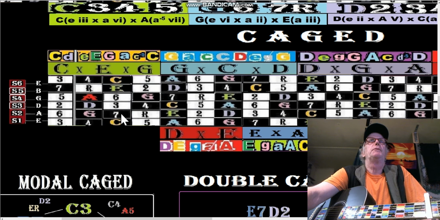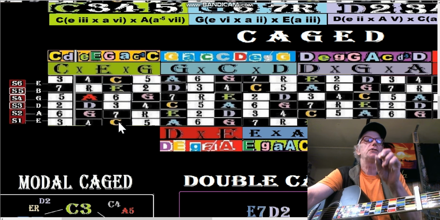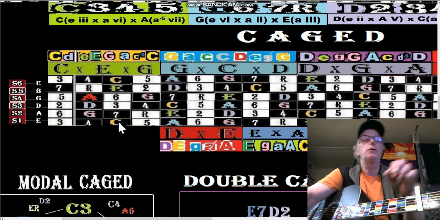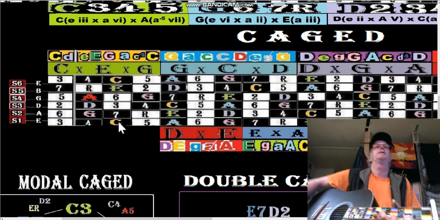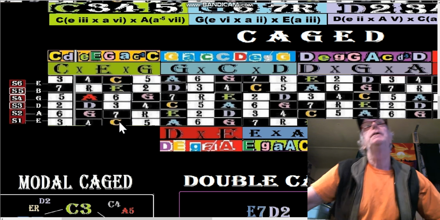So we drop the root to 7. We drop the 5 to the 4. What it really is, is a C minor shape. If you started it here, actually it's a C minor shaped B minor. Drop the F sharp to the F. It's B half diminished, or B diminished.